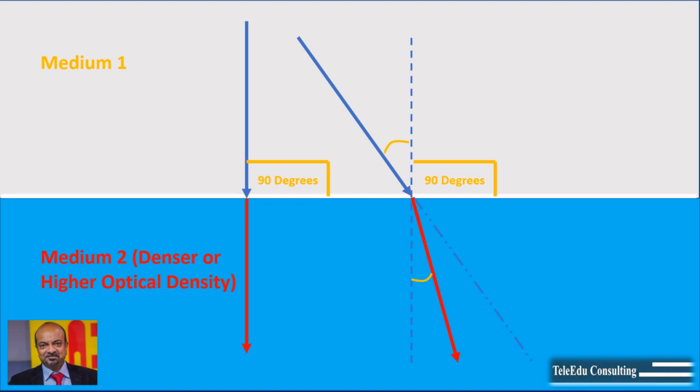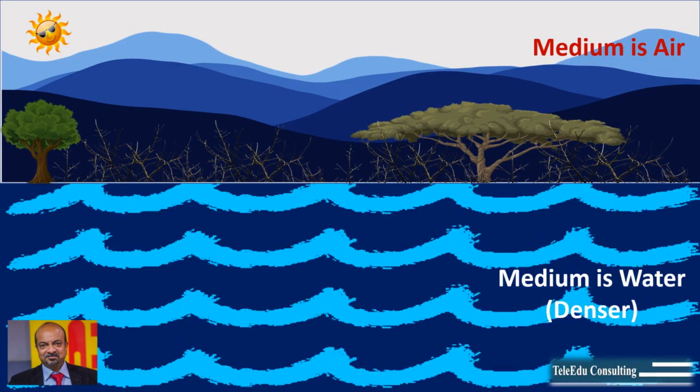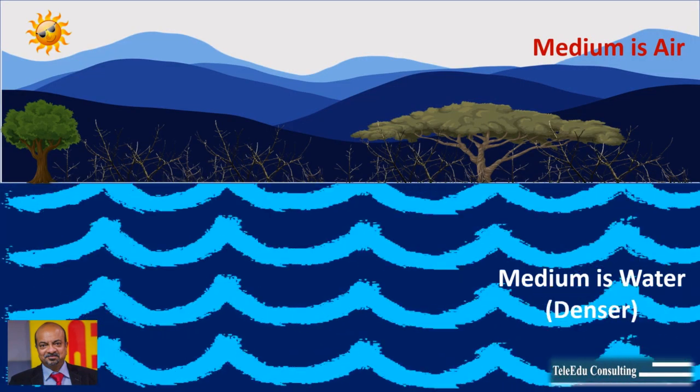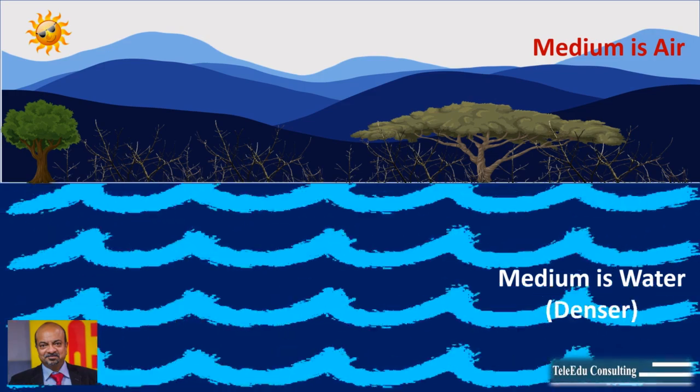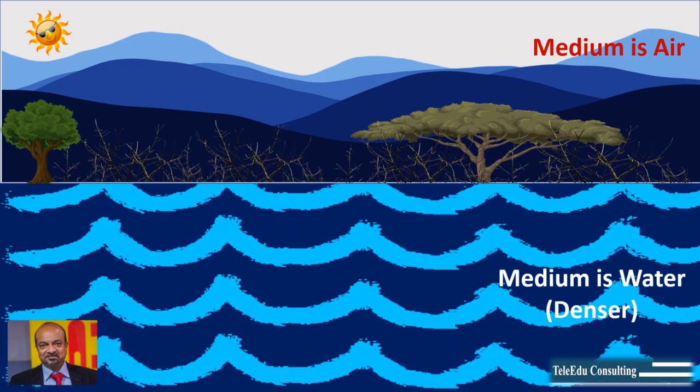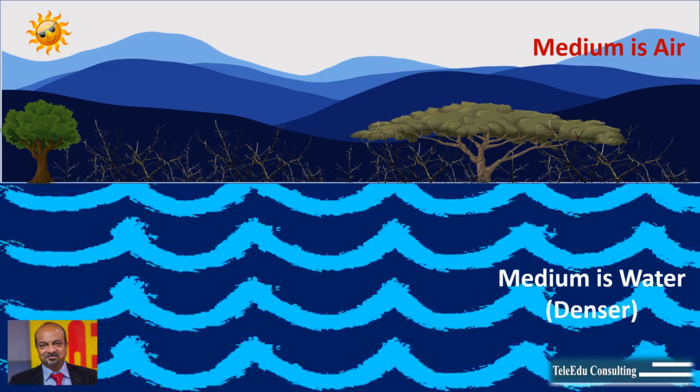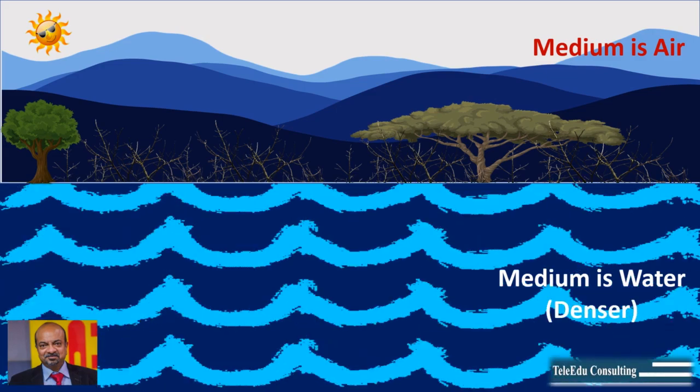The animation here would make our learnings clearer. The animation here shows the behavior of a round stone while entering from air medium into water medium. From the learning so far, we would be able to understand this simple animation.